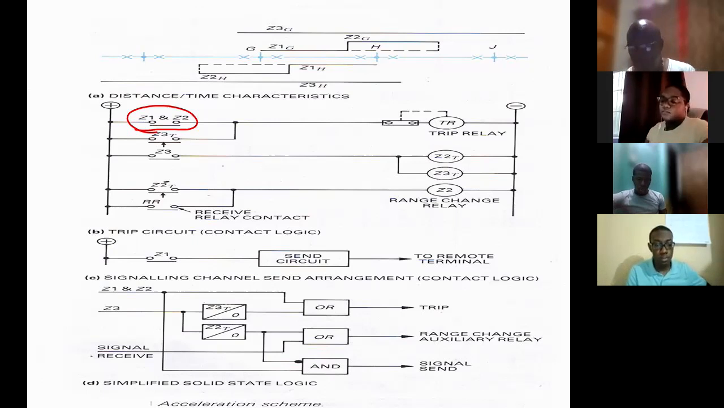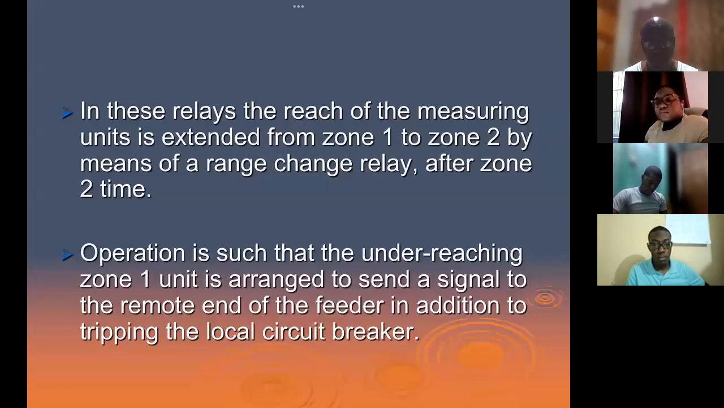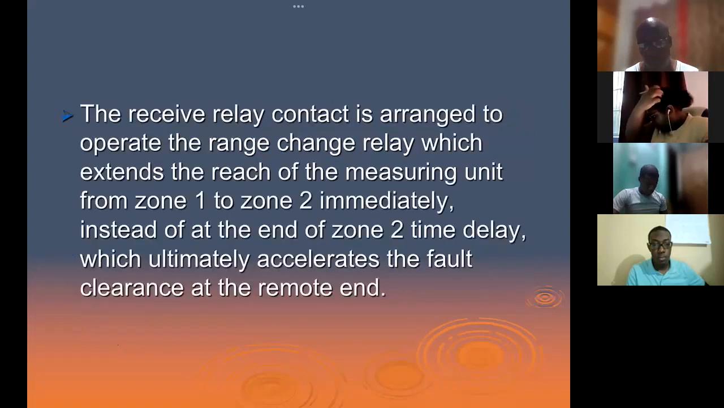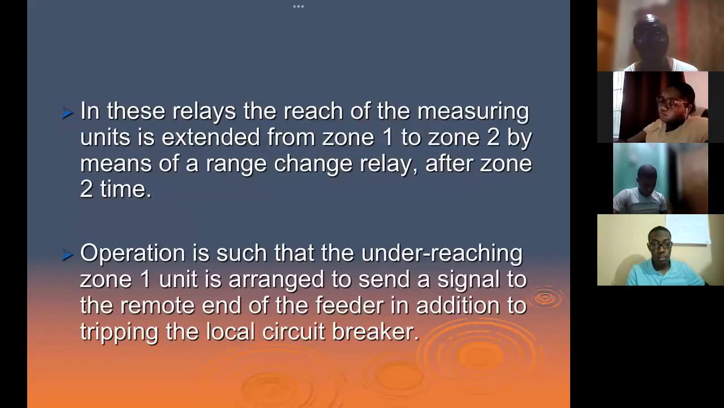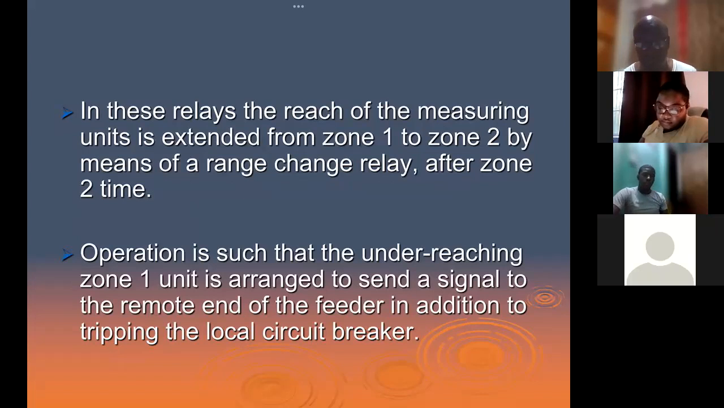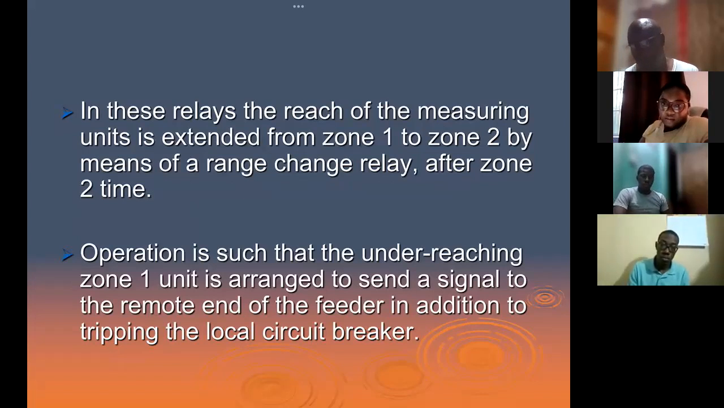All right, so I want to run now to the permissive overreach transfer trip scheme. For the underreach, we were sending using zone 1, and we were monitoring using instantaneous zone 2. I'm running ahead of myself, but for your benefit, you can take this down. It is still with the acceleration scheme. Just for information.